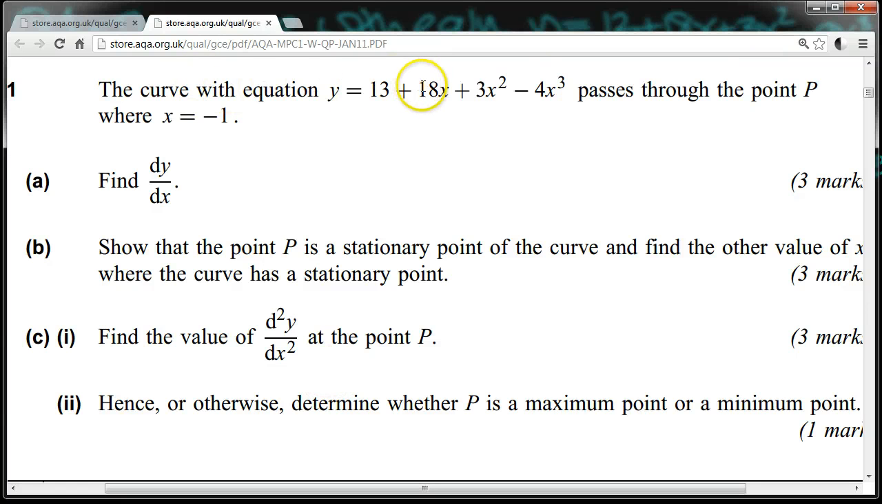The curve with this equation passes through the point P, where x is -1. Find dy/dx. Show that P is a stationary point of the curve, and find the other value of x where the curve has a stationary point. Find the value of d2y/dx squared at P. Hence, or otherwise, determine whether P is a maximum point or a minimum point.